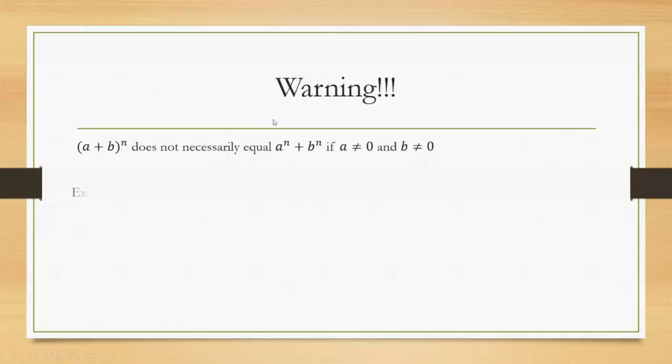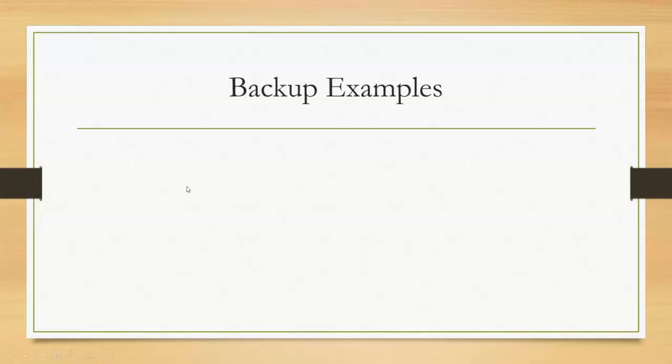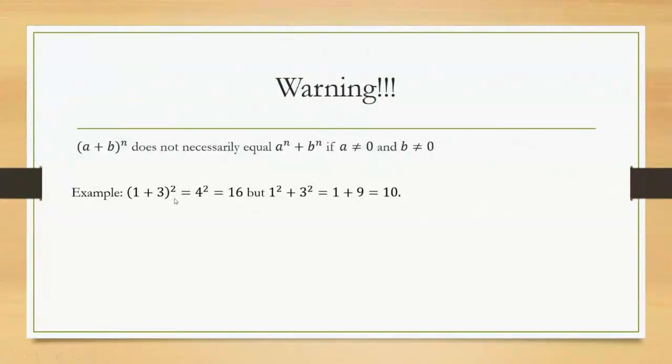And I can demonstrate that through an example. We have 1 plus 3 squared, right? That's just 4 squared, which is 16. Nothing too fancy there. But if you do 1 squared plus 3 squared, this is 1 plus 9, which is 10. So what I'm demonstrating here is this does not equal this. I'm showing that with n equal to 2. So with addition you have to be careful.